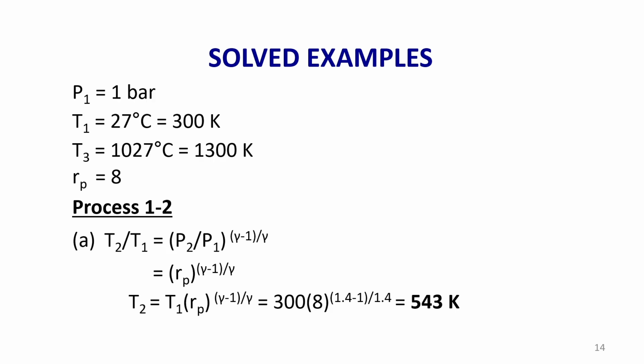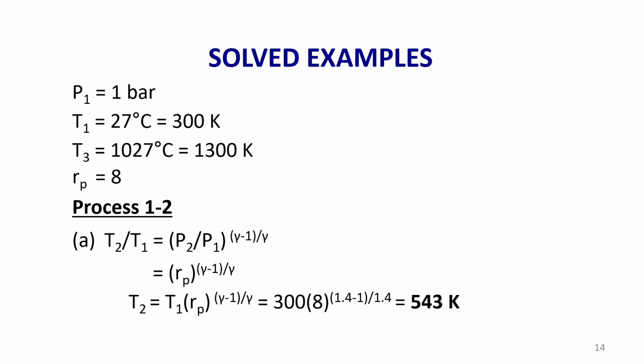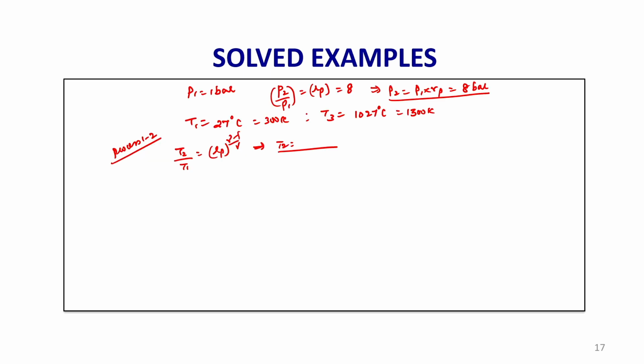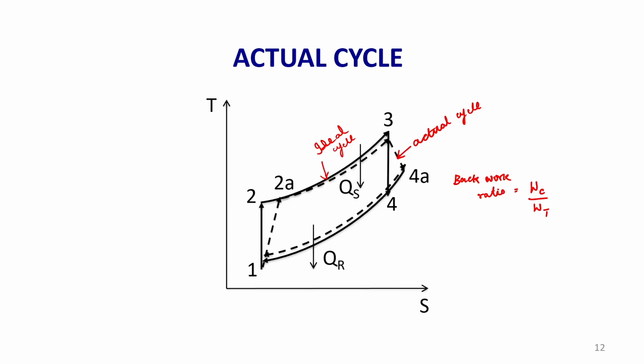Using the relation T2 by T1 equal to P2 by P1 whole power gamma minus 1 by gamma, we can find the temperature at 2. Consider the process 1 to 2. T2 by T1 is equal to pressure ratio to the power of gamma minus 1 by gamma. Using this formula you can find T2. The value of T2 is 543 Kelvin. This is the temperature at the end of compression, solving for the ideal case. So T1 is given, T3 is given, T2 is 543.